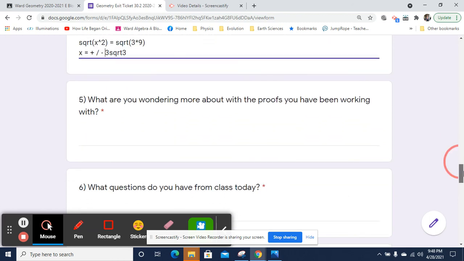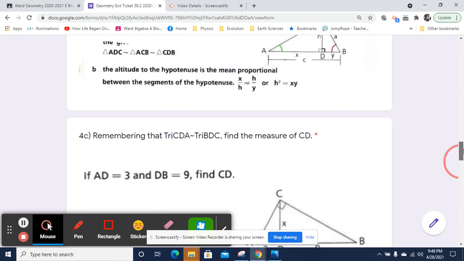I hope that was helpful. This is just an application of x over h equals h over y, which becomes h squared equals xy.